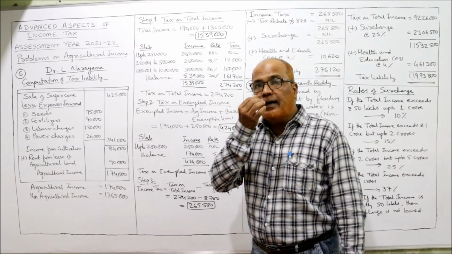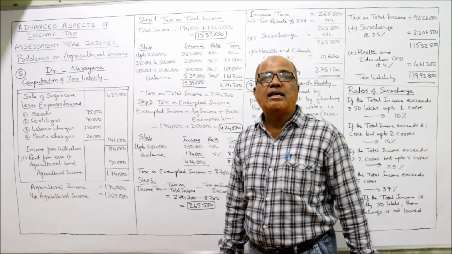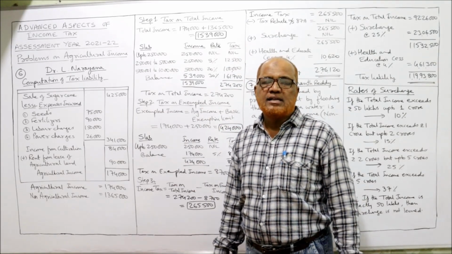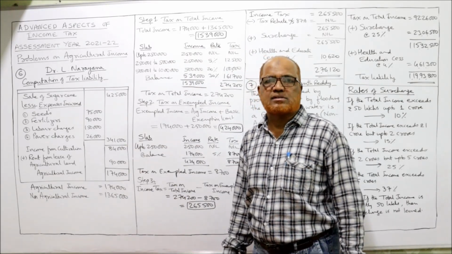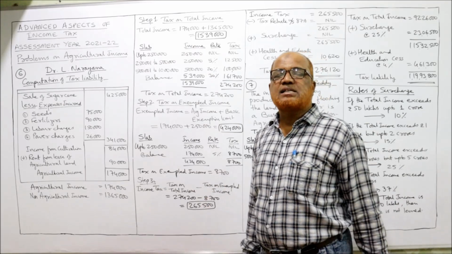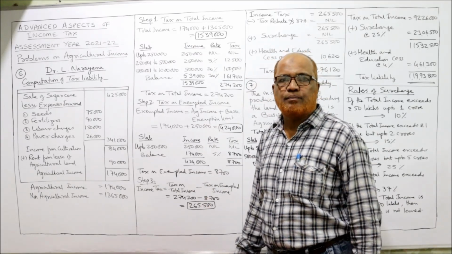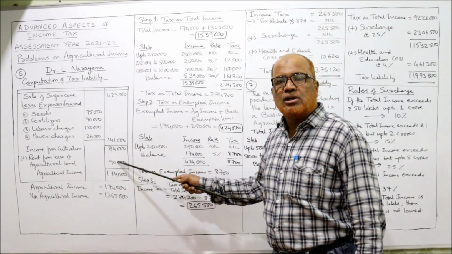To this we add rent received on leased agricultural land. 6 acres of land he has leased out for agricultural purpose. So rent received on that 6 acres of land is an agricultural income. So how much rent received? 90,000. Take the total.